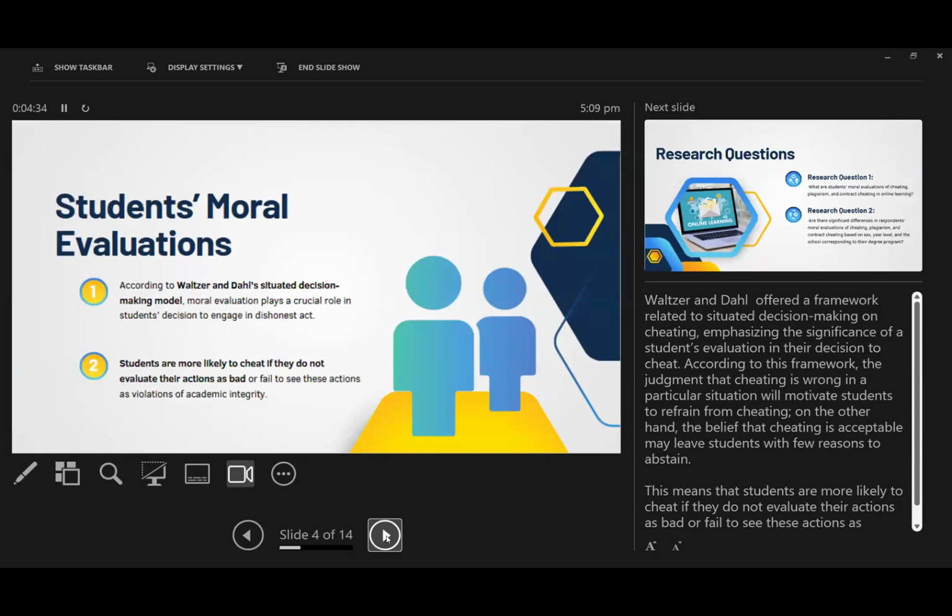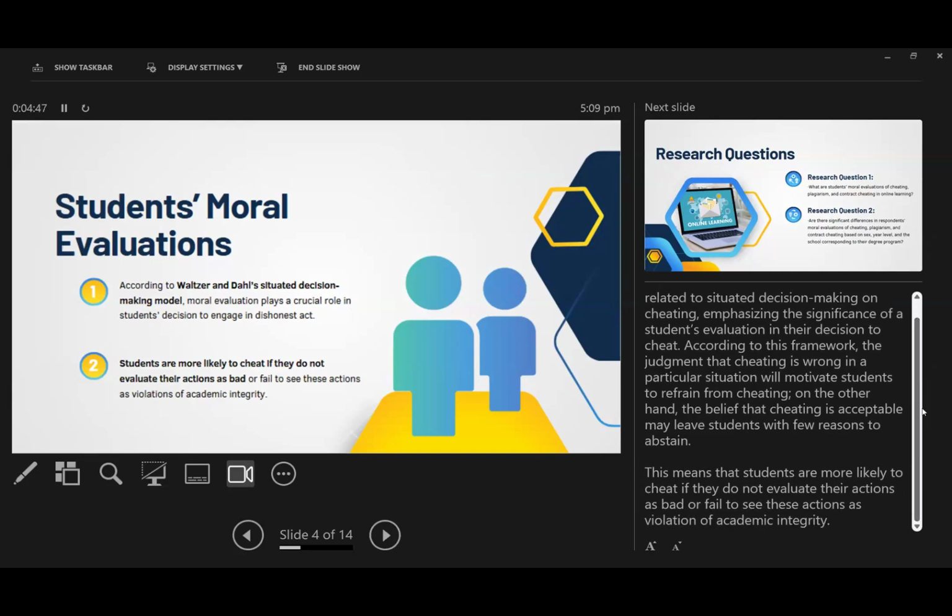Walzer and Dahl offered a framework related to situated decision making on cheating, emphasizing the significance of students' evaluation in their decision to cheat. According to this framework, the judgment that cheating is wrong in a particular situation will motivate students to refrain from cheating. On the other hand, the belief that cheating is acceptable may leave students with few reasons to abstain. This means that students are more likely to cheat if they do not evaluate their actions as bad or fail to see these actions as wrong.